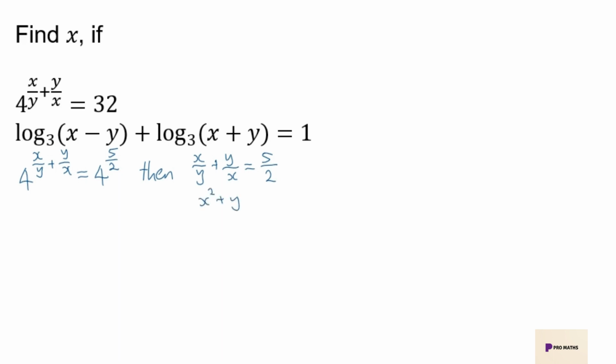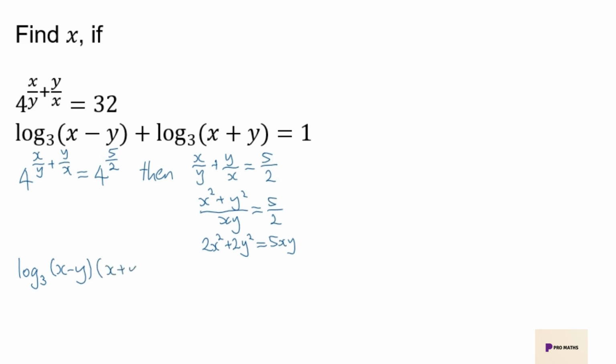Simplifying this a bit more, we get x squared plus y squared on xy equals 5 on 2. So this is just making a common denominator and adding our fractions. Then, to make sure that we have no fractions to deal with, let's cross multiply. 2x squared plus 2y squared will give us 5xy. So we have one equation that's a bit more workable.